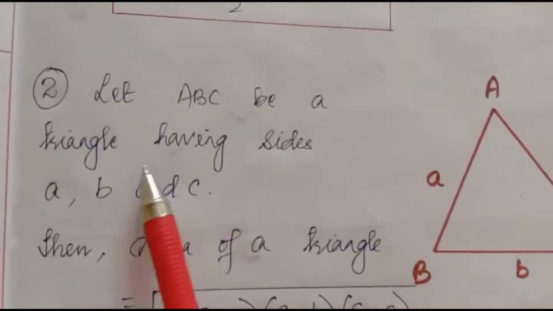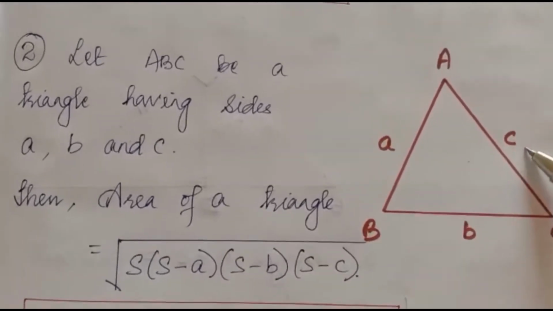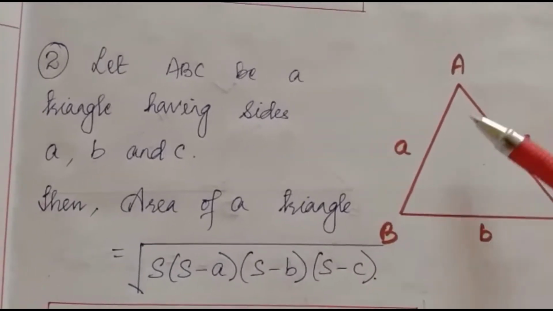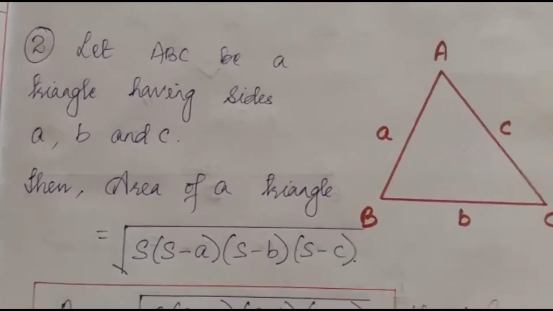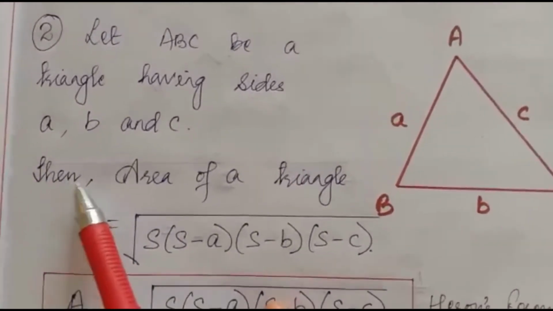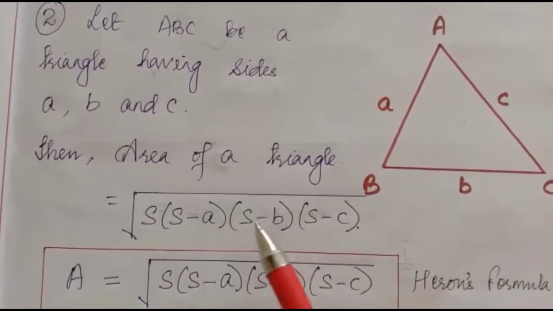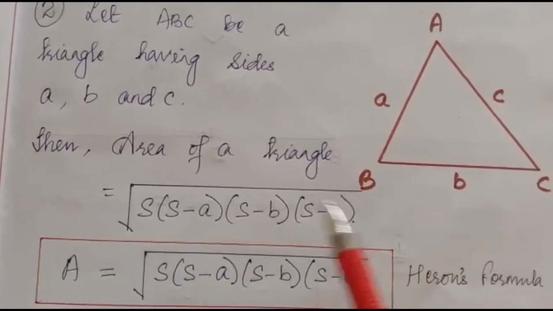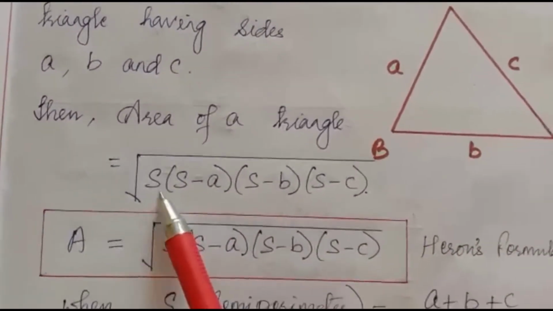Now number two is, suppose a triangle is given whose three sides are given. So how do we find the area when the three sides are given? In this case the formula is square root of s(s minus a)(s minus b)(s minus c). Now a, b and c are the three sides. What is s? s is the semi-perimeter.